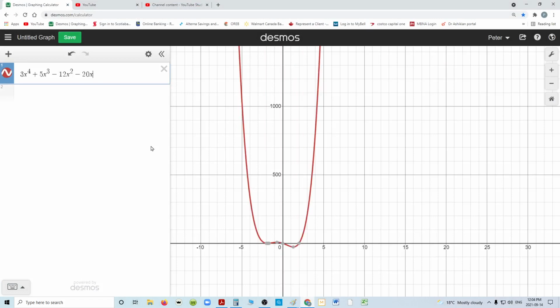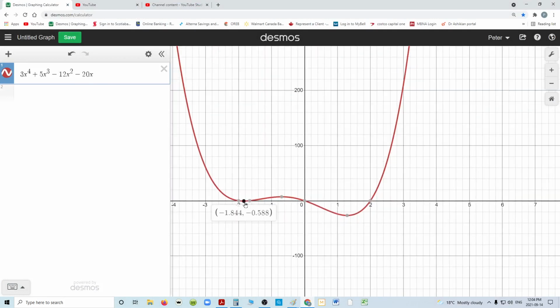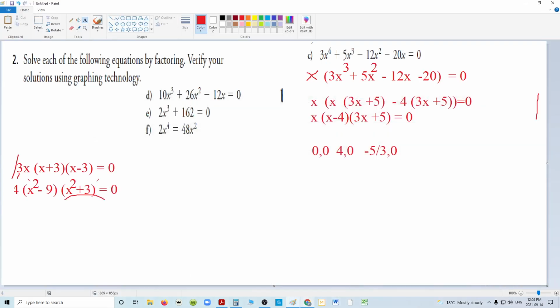Oh. And sure enough, when I zoom in, that is negative 5 over 3. You take your calculator and confirm it. There's 0, 0, and there's 2, 0. Oh, except I got 4. How did I get 4?